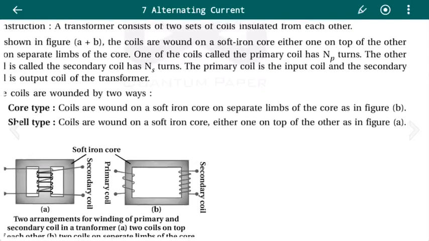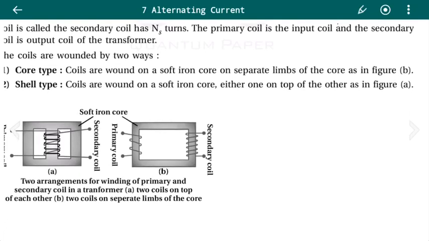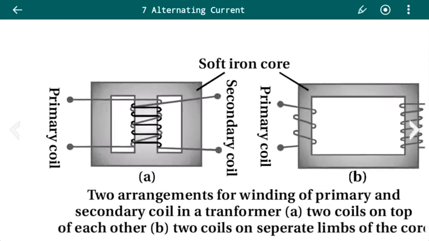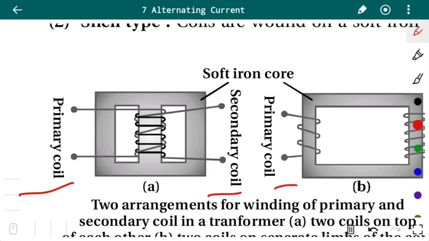Here the coils are wound in two ways. Core type: coils are wound on a soft iron core on separate limbs of the core, as shown in figure B. And shell type: coils are wound on a soft iron core, either one on top of the other, as in figure A. So here we can see in the transformer there are two coils. First is the primary coil, and then the secondary coil, as you can see in both these figures, and the primary coil and secondary coil are wound around the soft iron core.